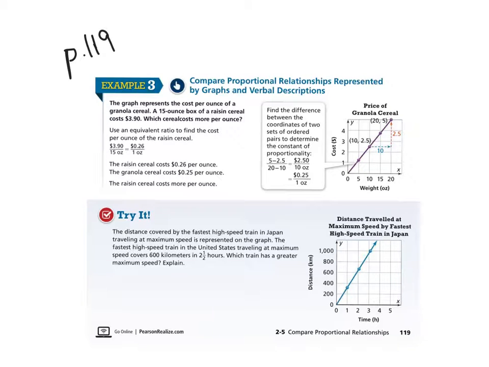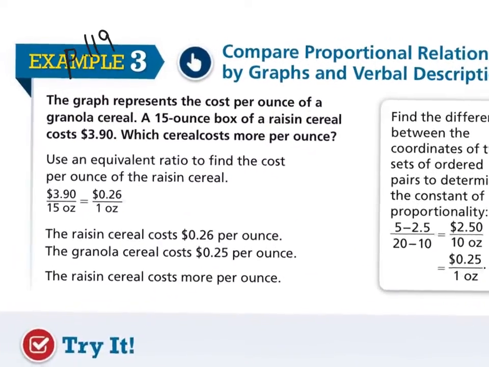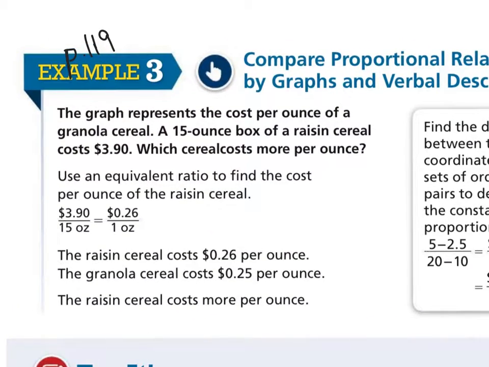Page 119, continuing lesson 2.5 on proportional relationships. We look at example 3. A graph represents the cost per ounce of a granola cereal. A 15-ounce box of raisin cereal costs $3.90. Which cereal costs more per ounce?